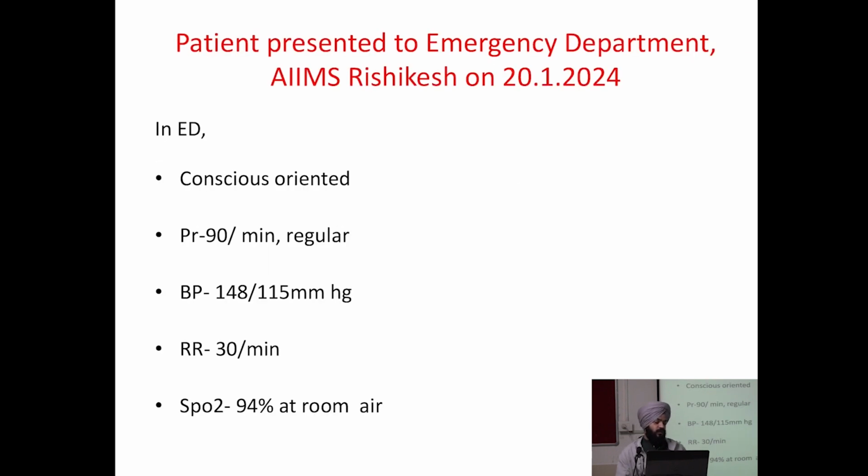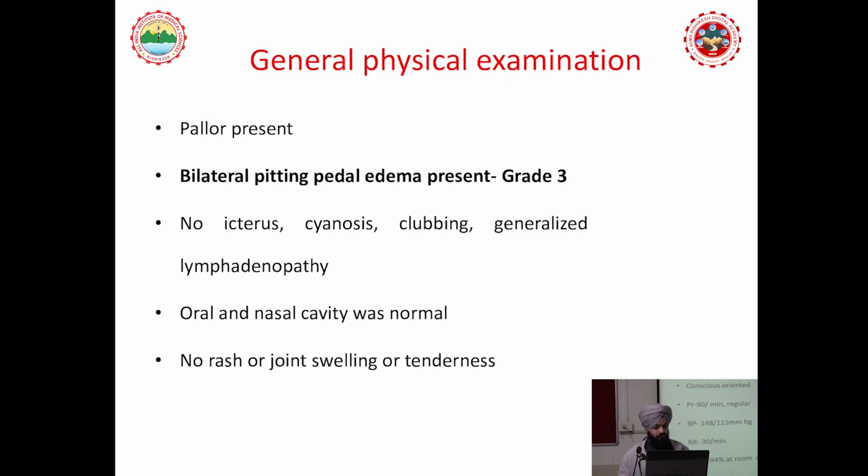On 20th of Jan, when the patient presented in ED, patient was conscious and oriented, had a pulse rate of 90 per minute and regular, blood pressure of 148 by 115. Initially, patient was non-hypertensive, with a respiratory rate of 30 per minute and saturation of 94 at room air.